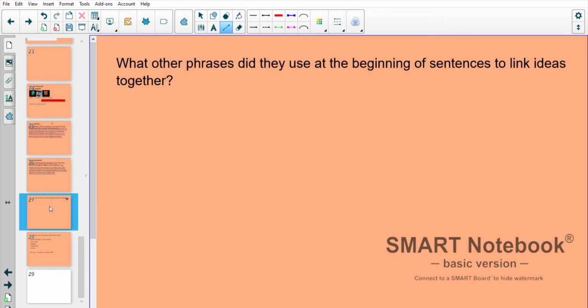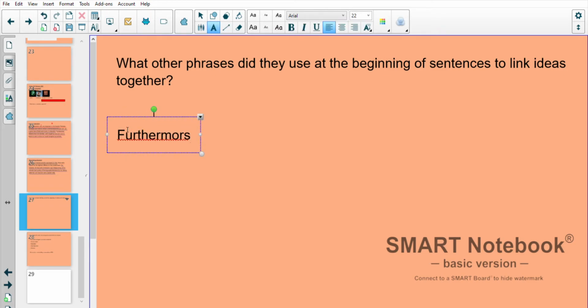Now, what other phrases did they use at the beginning of the sentences to link ideas together? I talked about this one here, furthermore. And that's another way of saying in addition, or more information, or also. We always put a comma after these, because you can take it out and it still makes sense on its own. So furthermore, also, in addition, and then you give more extra information.